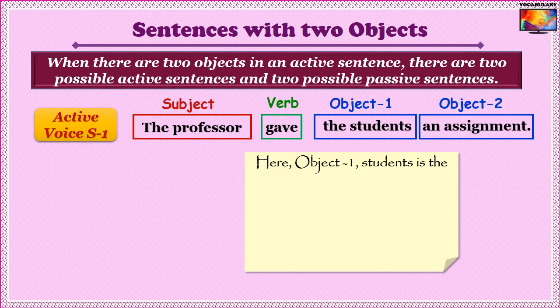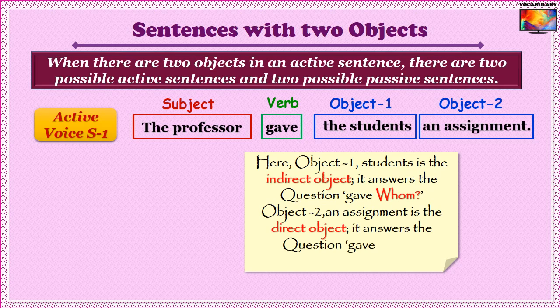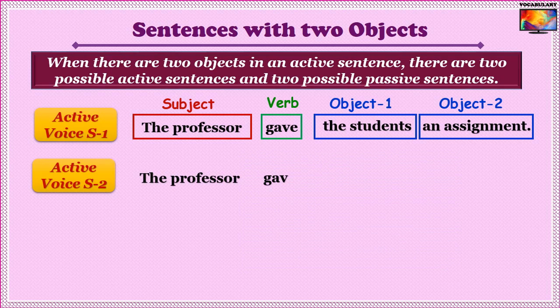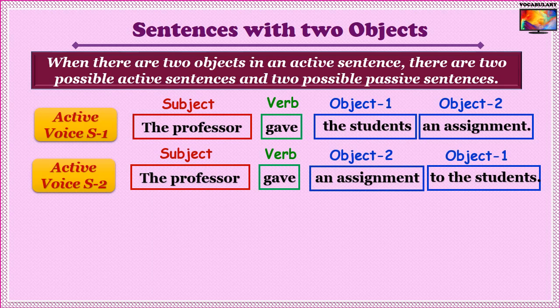Object 1, students, is the indirect object. It answers the question, gave whom? Object 2, an assignment, is the direct object. It answers the question, gave what? The second version of the active sentence would be, the professor gave an assignment to the students. Subject, verb, object 2, object 1. Please note that an indirect object is very often a person, whereas a direct object is a thing. When a direct object is followed by an indirect one, we put the preposition to in front of the indirect object.